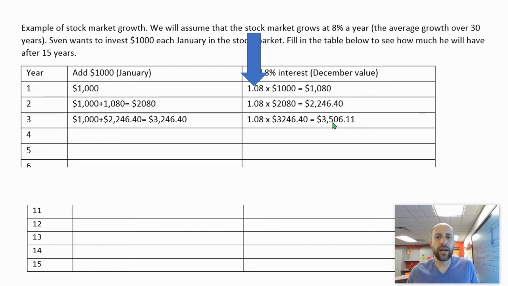So for years 4, 5, 6, 7, if you want to keep going, fine. Don't waste too much time though. Don't go too far. But try to make a few more calculations, see how you do, and we'll double check those here in just a moment.